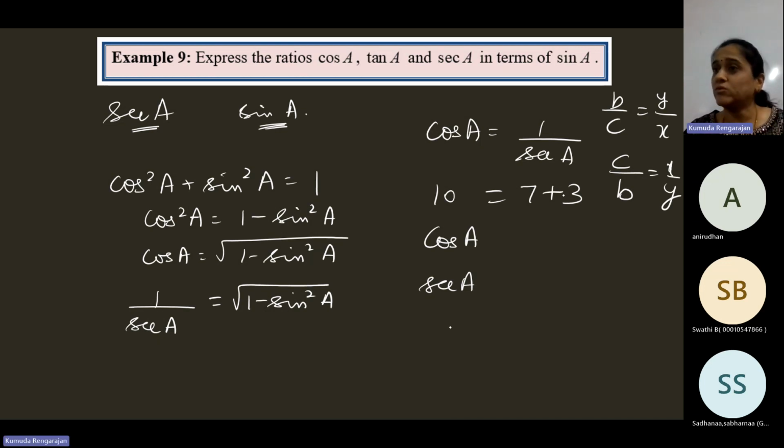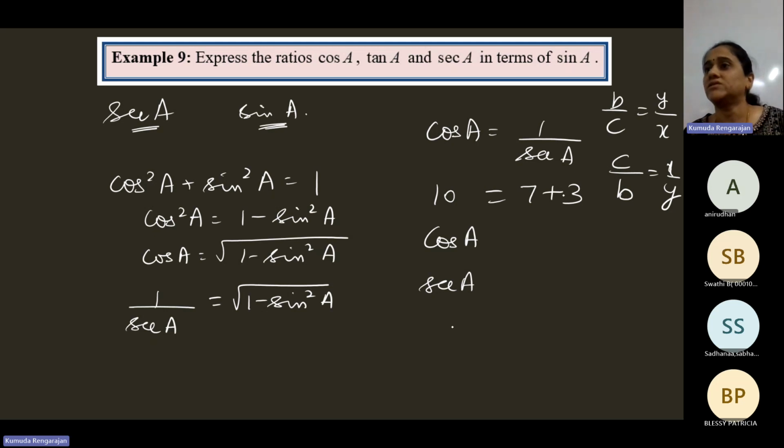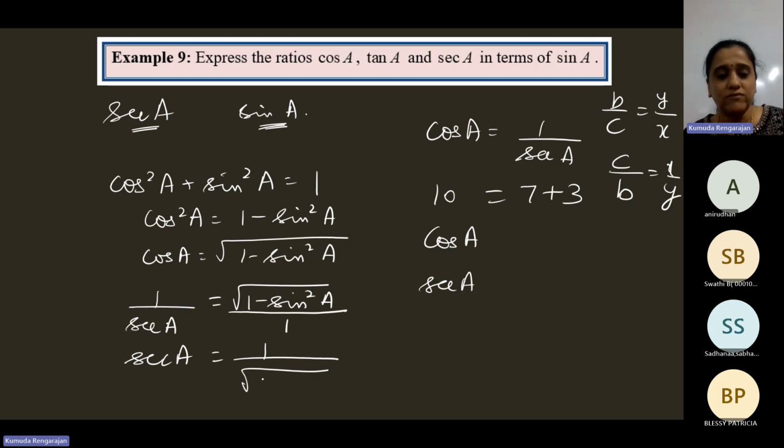You can take reciprocals. Whatever you do on one side, do the same thing on the other side. So we are taking reciprocals on both sides. What's the reciprocal of 1 by secant A? Just invert it and write it: secant A by 1, or secant A. What's the reciprocal of this? This one is by 1. So the reciprocal is 1 by root of 1 minus. That's it.